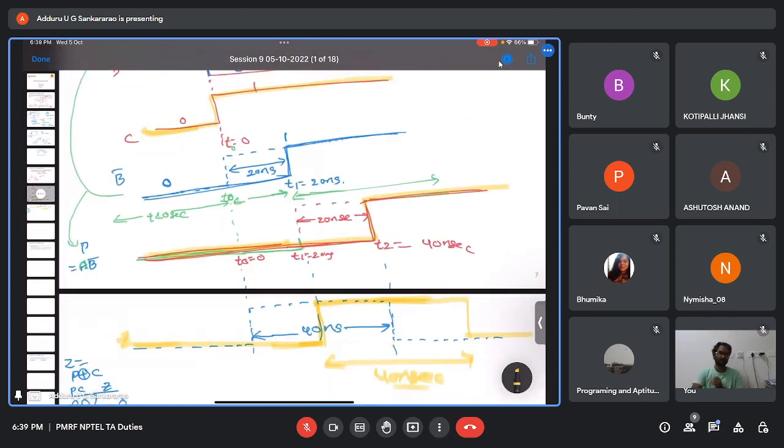Is that clear? So we can solve this just by drawing these waveforms. Others also, I think Bunty answered yes. Others?